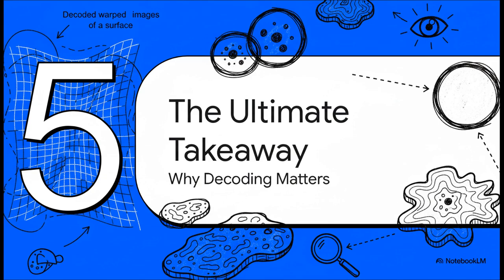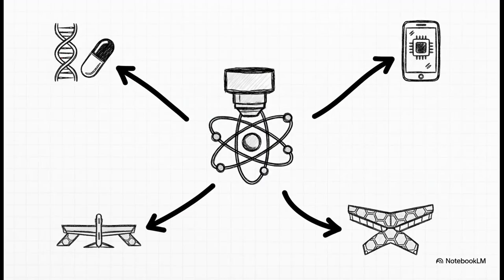So let's step back for a second. We've decoded warped images, we've looked through atoms, and we've felt the contours of a surface. But why? Why does all of this incredibly detailed, complex work actually matter in the real world? What's the ultimate takeaway here? Because at the end of the day, this isn't just about taking amazing pictures. It's about fundamental understanding. When we can accurately see the atomic structure of a virus, we can design drugs to fight it. When we can map the flaws in a new material, we can build stronger, safer airplanes. We have to see the atomic world clearly so that we can build a better one.